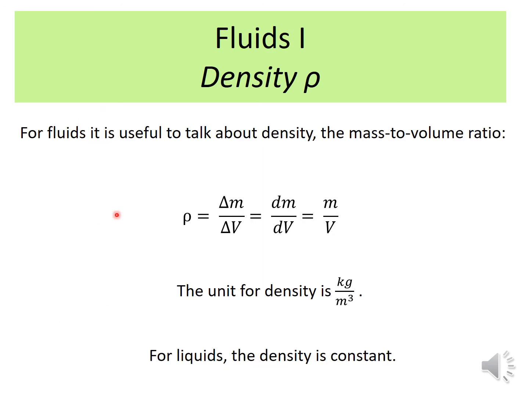So when we talk about fluids, we also need to talk about density because we are going to need this quite often now. The density, as we have seen previously, is defined as delta m over delta V, so mass divided by volume. You can also write it as dm over dV, or if you have a particular object in mind, it is just the mass of the object or the mass of the fluid divided by its volume. And then the unit of the density is, of course, kilogram per cubic meter.